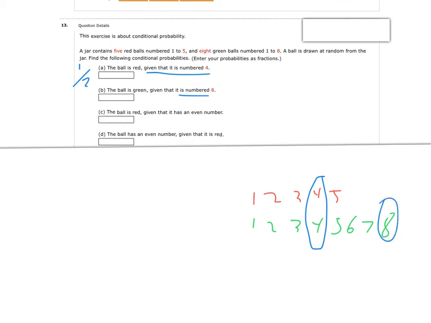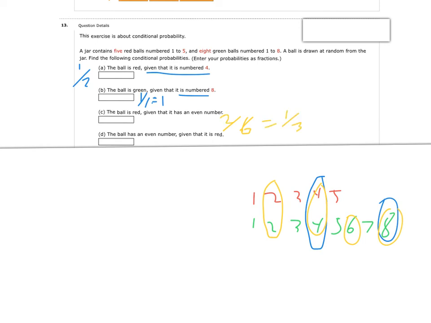Next one says the ball is green given that it is number 8. So I'm going to isolate my 8s. And so I see that that is 1 out of 1, because the only number 8 ball I have is green. So out of all the number 8 balls, the probability that we get a green one is 1 out of 1. And then next one is the probability that the ball is red given that it is an even number. So I need to look at all my even numbers here. So my denominator here will be 6, the total number of evens. And then how many of those are red? Well, there's only 2, so that would be 1 out of 3.